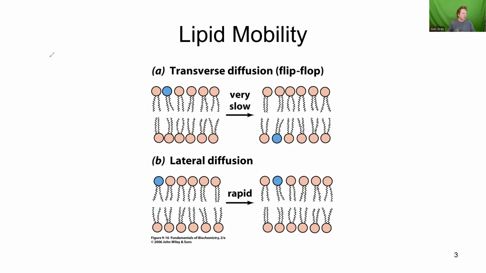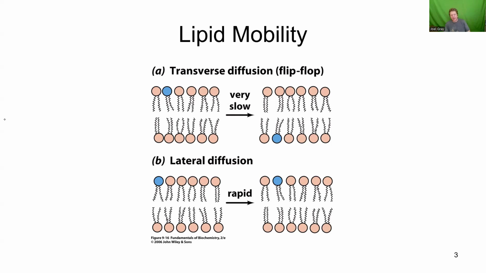Now, here what we have is a depiction of lipid mobility. Basically, if we highlight the head group that is blue, that just denotes a single glycerophospholipid, single sphingolipid. They can move laterally, depicted in B, very quickly. A lipid that stays on one side of the leaflet can move from place to place very quickly. However, to go from the inner leaflet to the outer leaflet or the outer leaflet to the inner leaflet, that's going to happen very slowly.